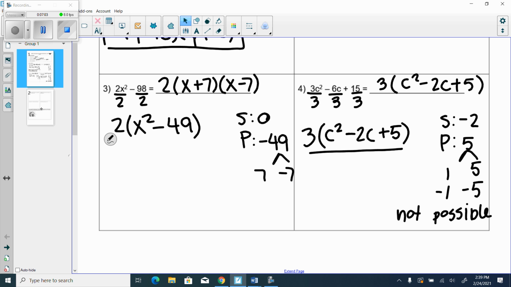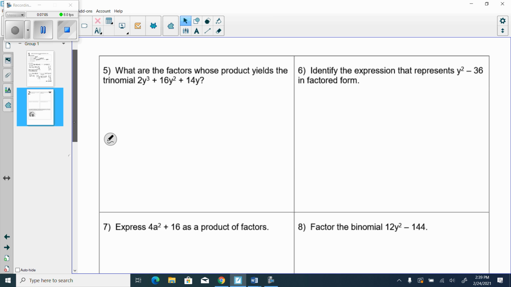Okay, so on the back, this is them asking it those weird ways like we talked about yesterday. Remember, it still just means they want us to factor. What are the factors whose product yields the trinomial 2y cubed plus 16y squared plus 14y? So first step is what? Divide by 2, yes, but not just 2, right? Is there anything else? Yes, they all have a y. So I'm going to divide them all by 2y.